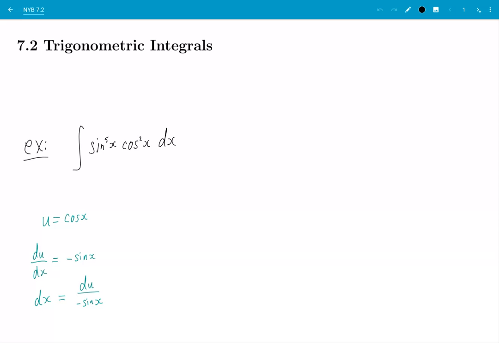So, pause and copy. Let's talk. So, we're doing integrals involving lots of trig here. They get their own special section or two.